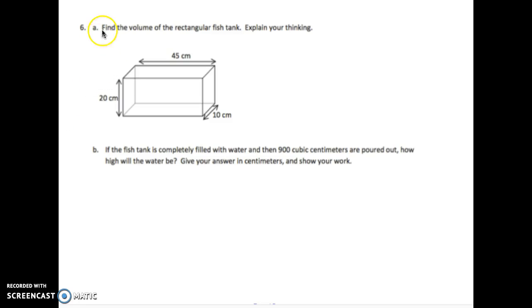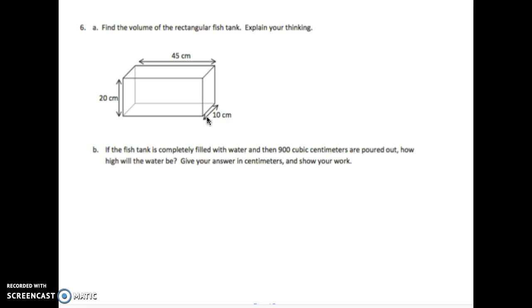All right, number 6 says find the volume of the rectangular fish tank. Explain your thinking. So we've got a height, we've got a length, we've got a width. We know that our formula for volume is length times width times height, so we multiply those together. Hopefully we put the correct unit on them, and we explain how we did that.